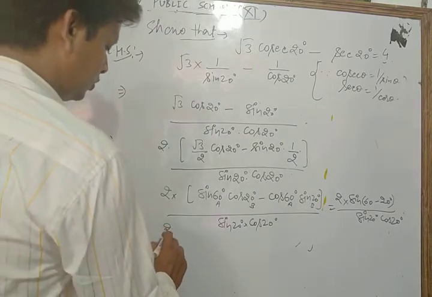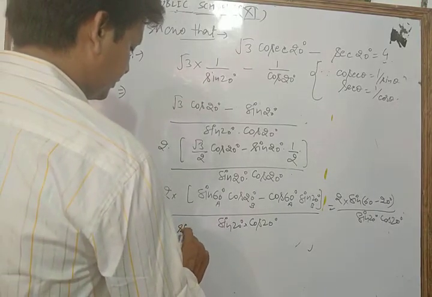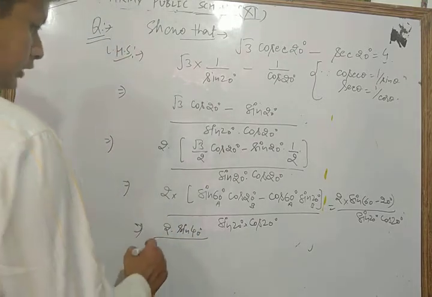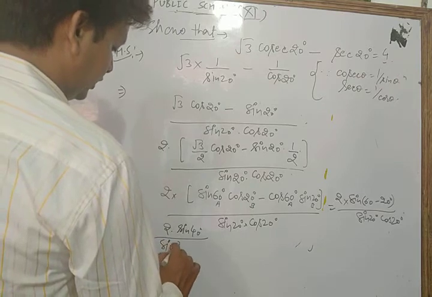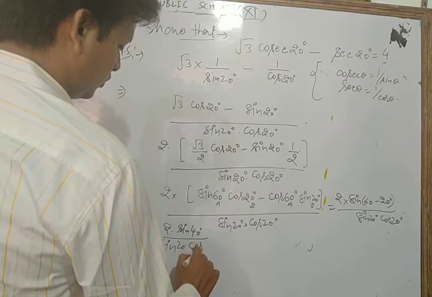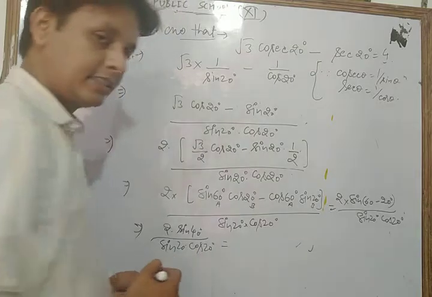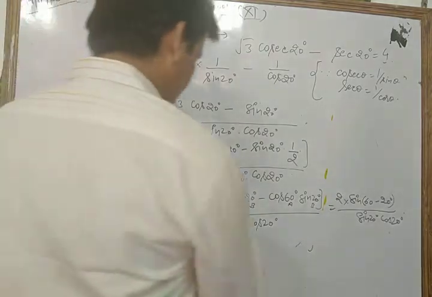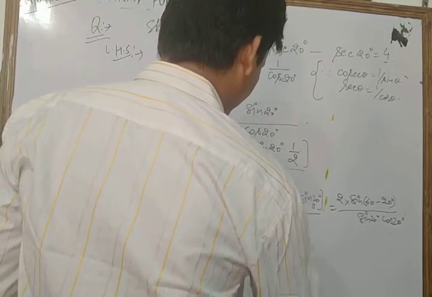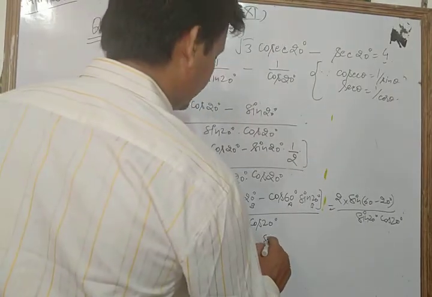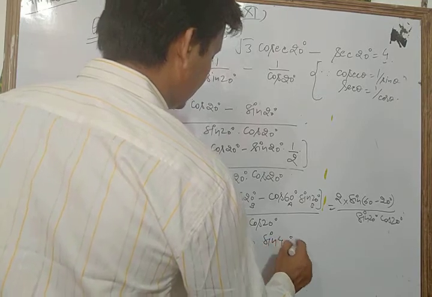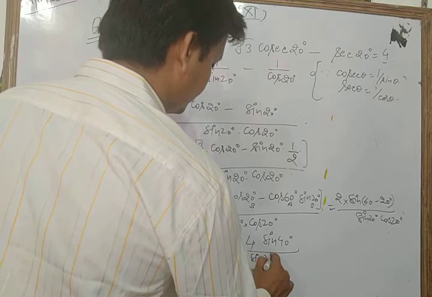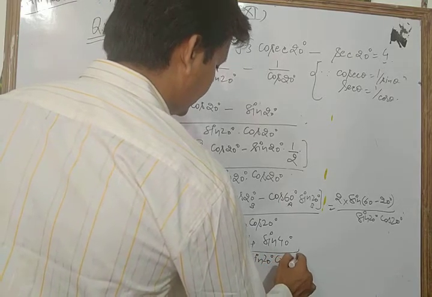We get 2 times sin 40 degree, and in the denominator we have sin 20 degree into cos 20 degree. Now let's see, we multiply both the numerator and denominator by 2 here, so we get 2 to the 4. Okay, and in the numerator we have sin 40 degree, and in the denominator we have 2 times sin 20 into cos 20.